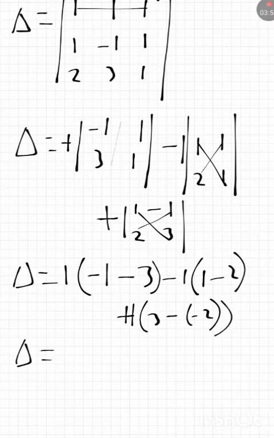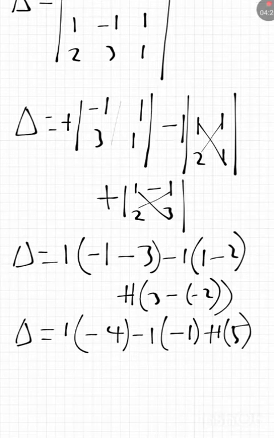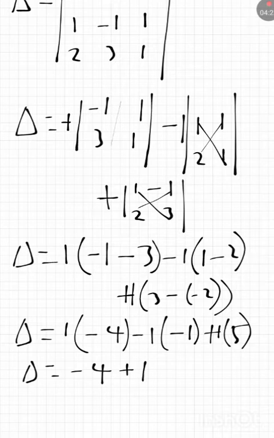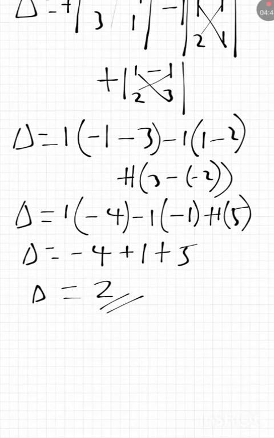Therefore, I have 1 into bracket minus 1 minus 3 is minus 4. Then minus 1 into bracket 1 minus 2 is minus 1. Then plus 3 minus minus 2, that is 1 into bracket 5. So at the end of the day, I will have this minus 4 plus 1 plus 5. Therefore, the determinant of this matrix is going to give me the answer. So I've gotten the determinant of that matrix.